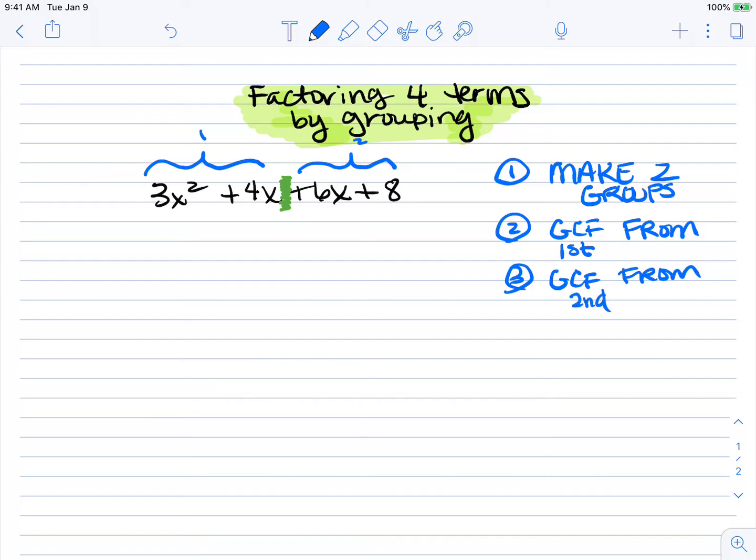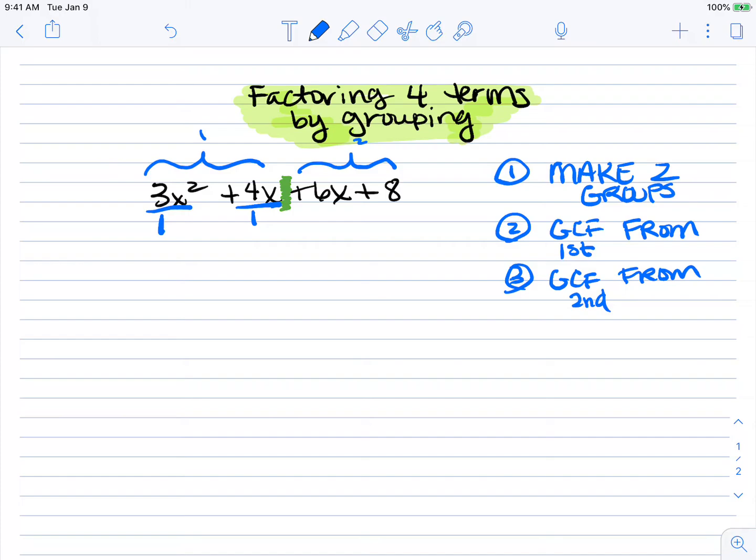So the way that I find a greatest common factor is I want to look at this first group right here and say, what is the biggest number that will go into or divide into both of those terms? Well, the biggest number that will divide into both of these is 1. 4 can be divided by 1, and 3 can be divided by 1.